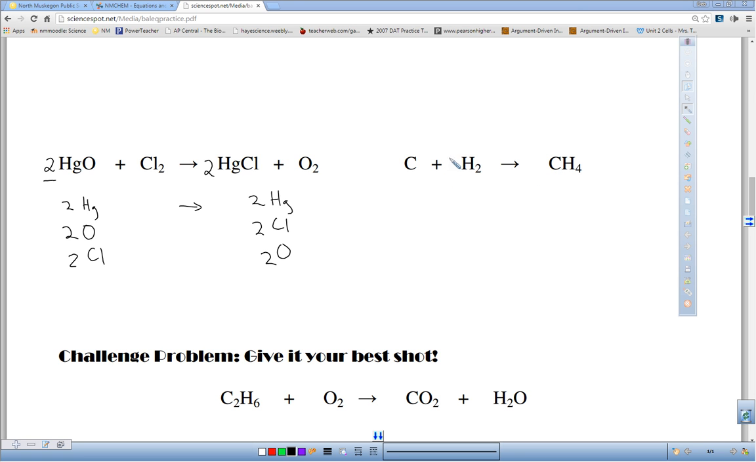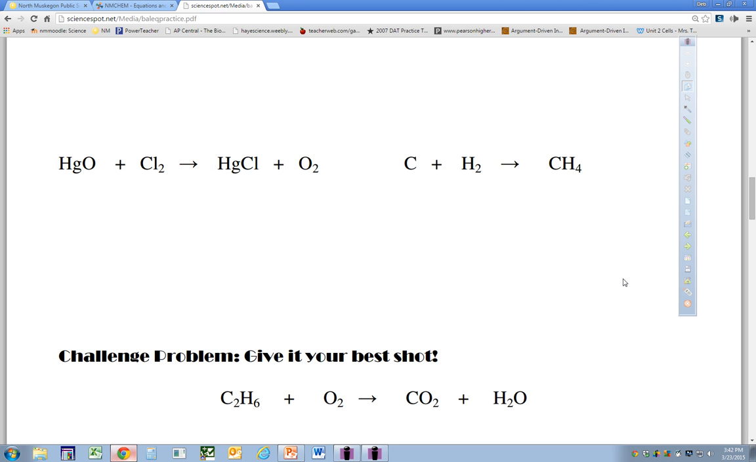Could I put a coefficient in front of this too? I think we could. Now I know I have 4 hydrogen total on this side and 1 carbon. And on this side of the arrow, I have 1 carbon and 4 hydrogen. When you have a coefficient, you multiply the subscript by that coefficient. Let's try the challenge problem, and then we'll be all done.